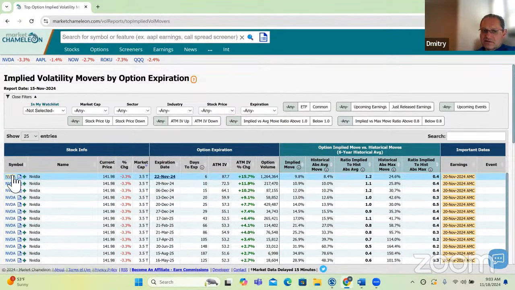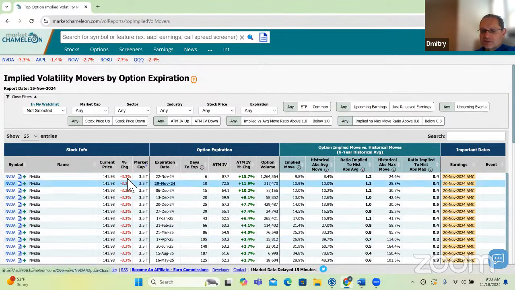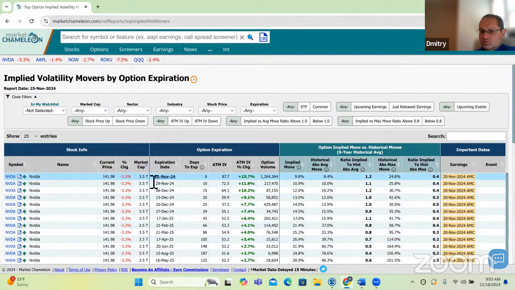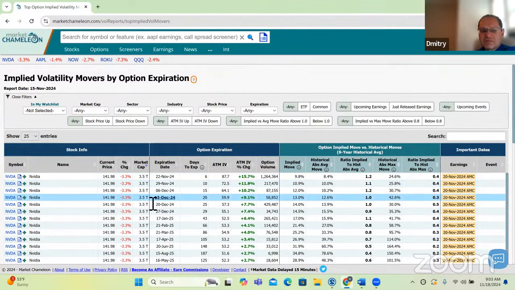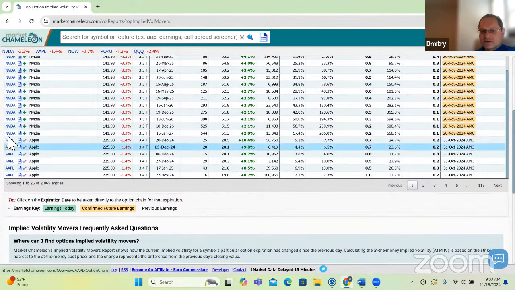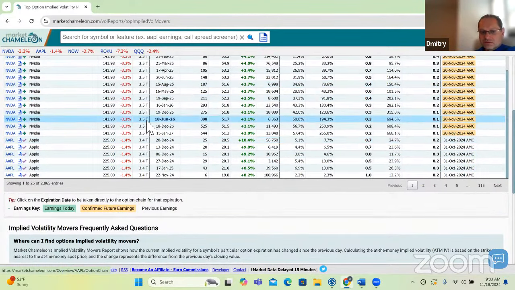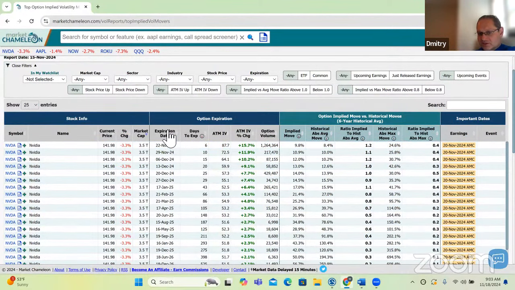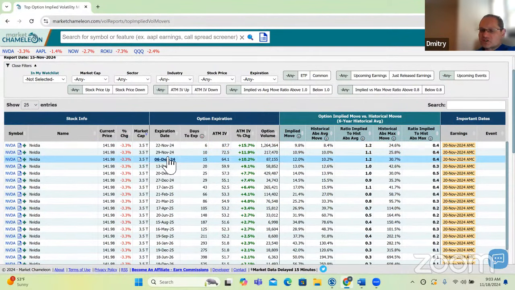So you can see here now, NVIDIA shows up at the top with $3.5 trillion market cap. And if I scroll down, you see a lot of NVIDIA and then Apple. The reason you see a lot of NVIDIA is because NVIDIA has different option expirations. And since we're doing our search based on the at the money implied volatility by the option expiration, we're going to see the different at the money implied volatilities.